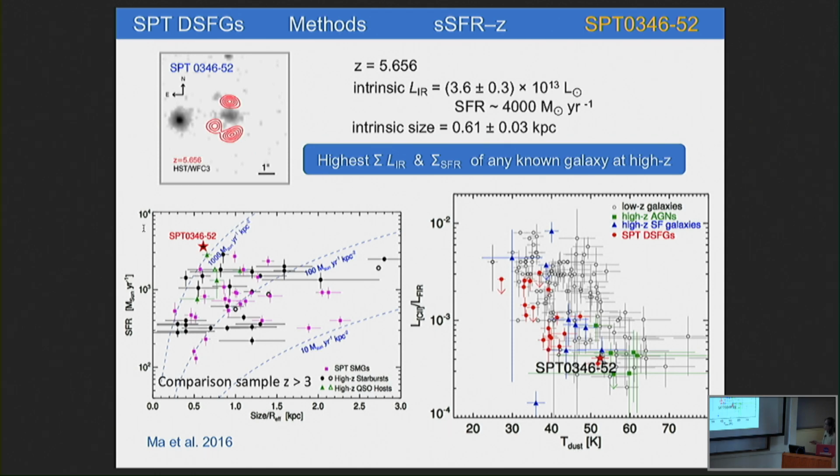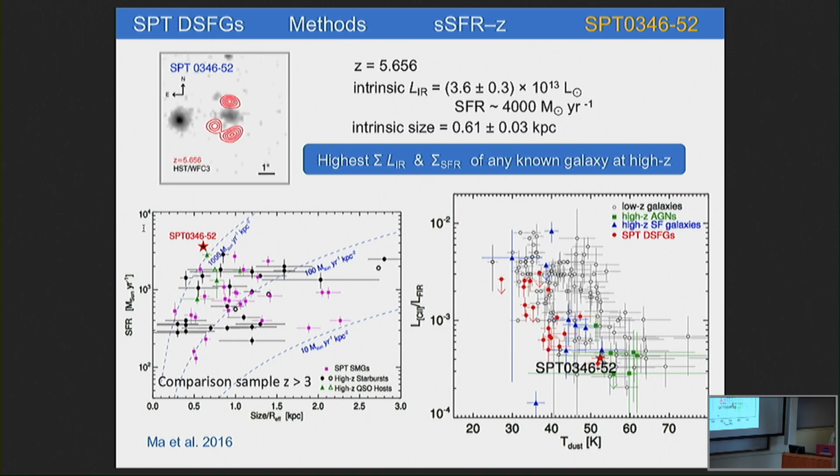This is a diagnostic plot, C+ to far-infrared luminosity ratio versus dust temperature. Basically, star-forming galaxies occupy this region and AGN are down here. But 0346 has a dust temperature that's higher than that of typical SMGs, reaching into the AGN territory.